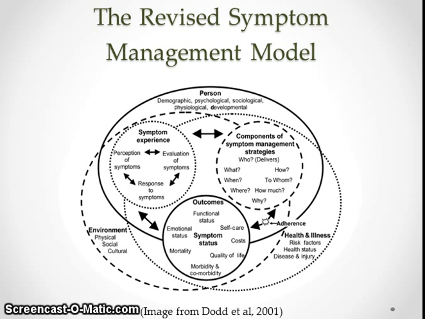I find this model to be really interesting and comprehensive because it does take into account three nursing domains as contextual variables. They can all influence the different dimensions of the patient's symptoms. These variables are the environment, health and illness, and also the person.